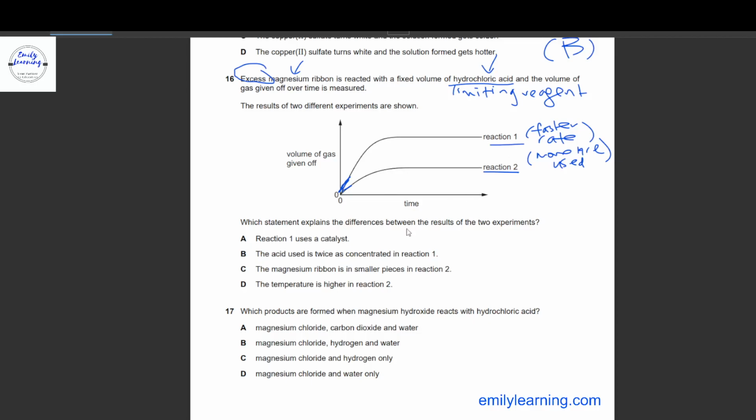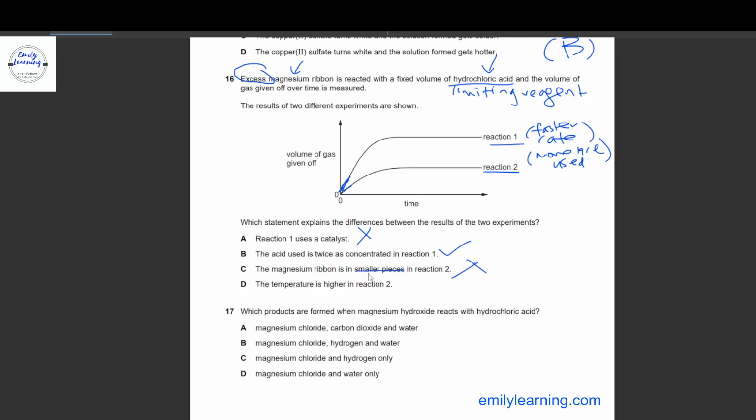Which statement explains the difference between the results of the two experiments? Reaction 1 uses a catalyst. Yes, a catalyst makes it faster, but that does not explain why more hydrogen is being produced. You need two things to happen: a faster rate and more hydrogen produced. To have more hydrogen, you need more of the limiting reagent, which is hydrochloric acid. The acid used is twice as concentrated in reaction 1: possible. The magnesium ribbon is in smaller pieces in reaction 2: no.